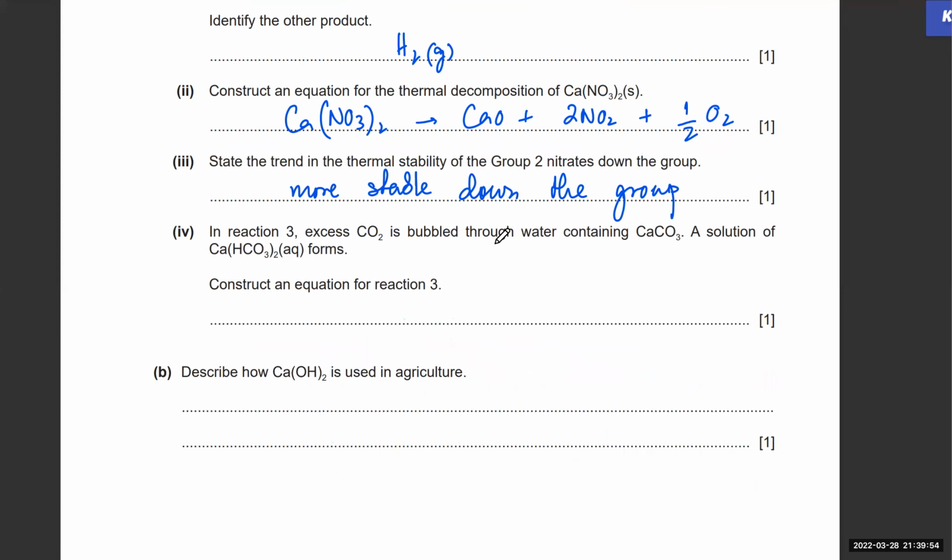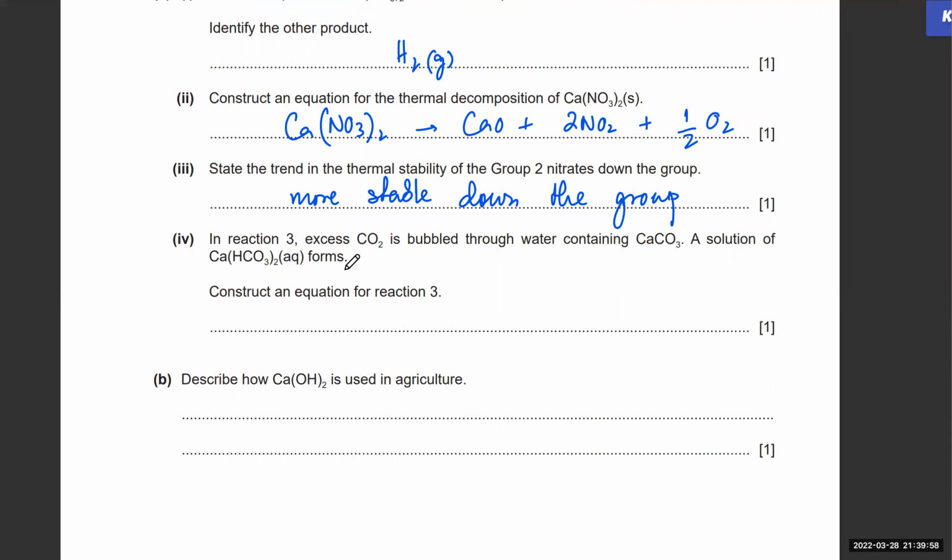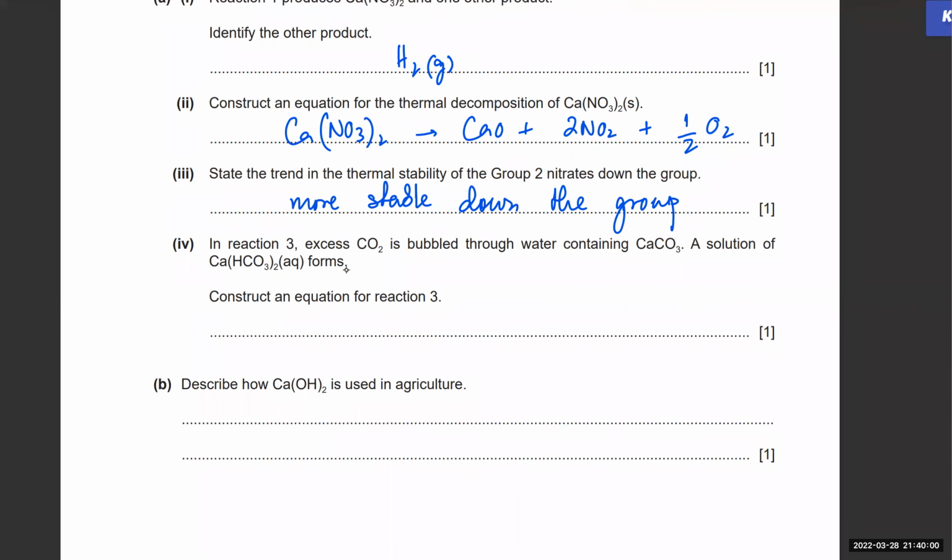In reaction 3, excess CO2 is bubbled through water containing calcium carbonate, and a solution of calcium hydrogencarbonate is formed. Construct an equation. So everything is given. It's CO2 and it's bubbled through water containing calcium carbonate, and a solution of Ca(HCO3)2 is formed. This is what the question reads.